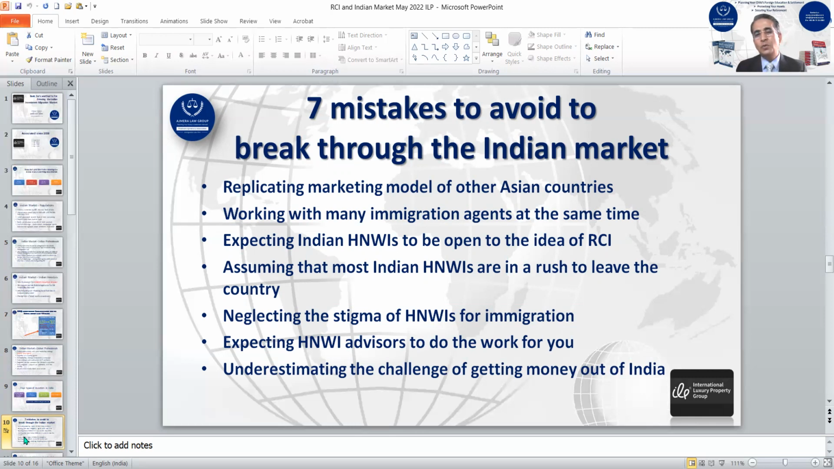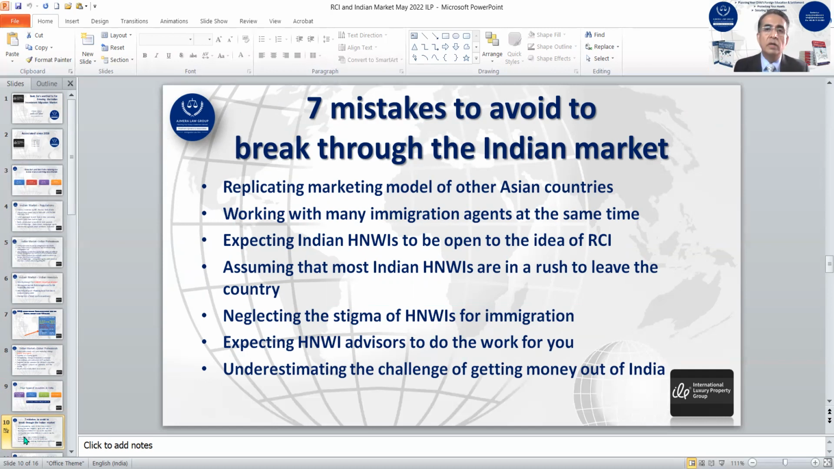Expecting Indian HNIs to be open to the idea of RCR is another problem, because it's a new concept. Residency and citizenship by investment is a new idea. In other countries like China, Taiwan, Korea, Vietnam, in Middle East countries, and among Indians living in Middle East countries, people are open to residency and citizenship by investment. But the Indian HNIs and ultra HNIs who are on the main soil in India are not.